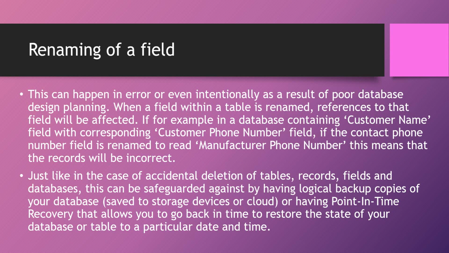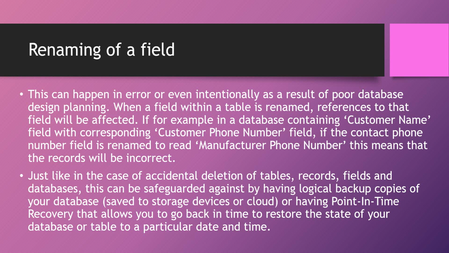Renaming of a field. This can happen if someone does it intentionally or accidentally. You have an example here: if you have a customer name field with a corresponding customer phone number field, and the customer phone number field is renamed to read manufacturer phone number instead, this means that the records are incorrect because the phone number actually belongs to the customer, not the manufacturer. So there will be confusion.